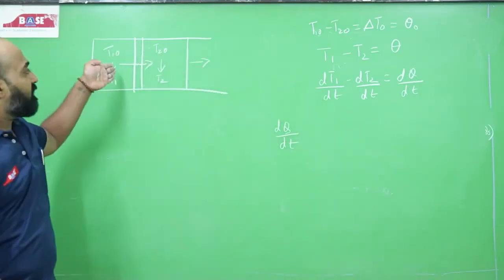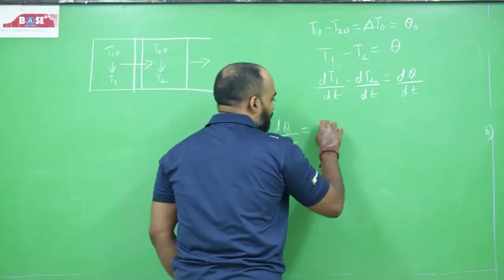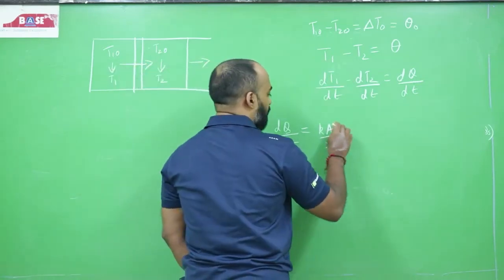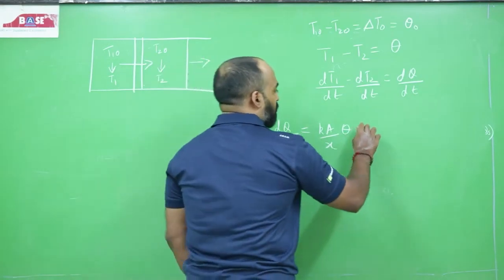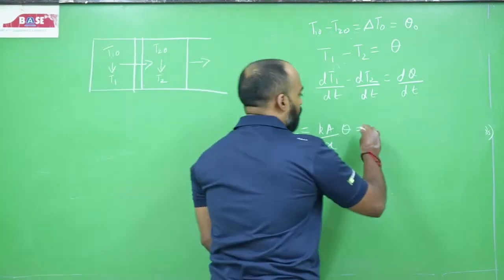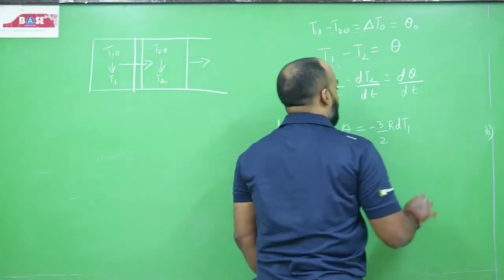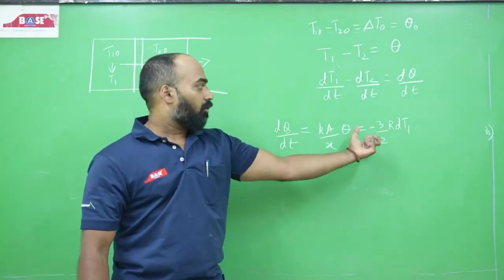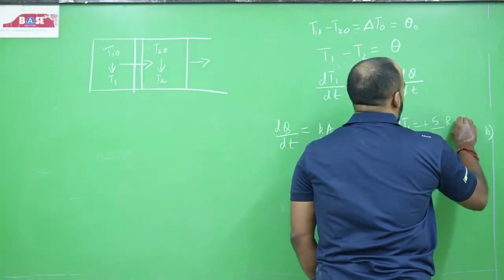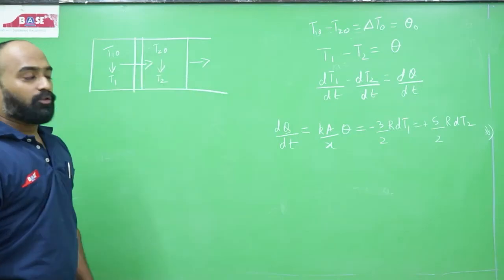Also, I can write dq by dt, the rate at which heat is transferred across this. By Fourier's law of heat conduction, you can write this as KA by x times the temperature difference at that instant, that is theta. This is also equal to, as this loses heat, the temperature of the compartment on the left will decrease, minus 3 by 2 R dT1, that is n Cv dT for the isochoric process, which will also be equal to plus 5 by 2 R dT2, the isobaric process for S2.